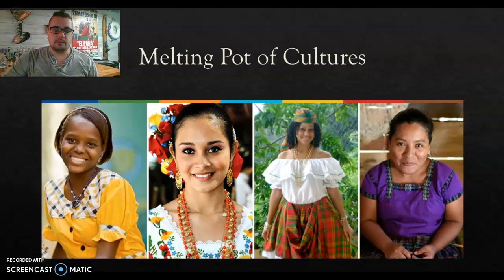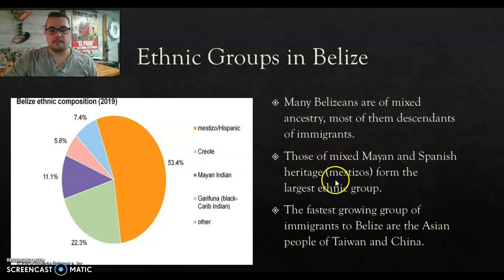There are quite a few different cultures in Belize. It's very diverse. The Creole and the Mestizos make up about 75% of the population, where the indigenous Maya only make up about 11% now. The fastest growing immigrant group, besides other Latin Americans, are Asians right now, mainly from Taiwan and China.